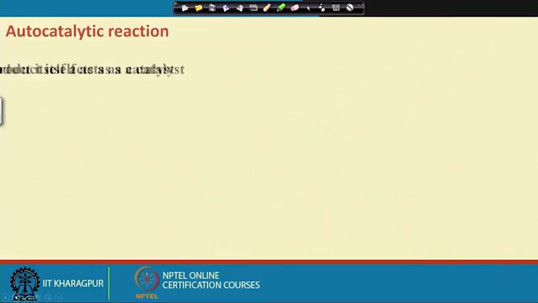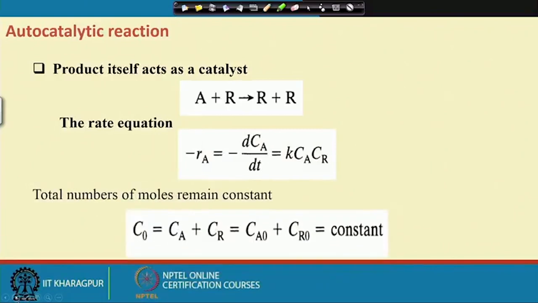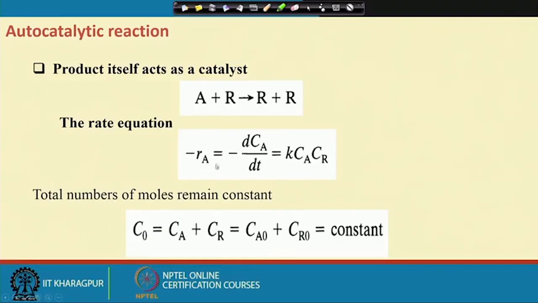Now, in case of an autocatalytic reaction, what is an autocatalytic reaction? It is where the product acts as a catalyst, and it is an example of our microbial system. In the microbial system, when we get the product, the microorganism itself again produces more product. So it is a kind of autocatalytic reaction. Now, how do we express that? This can be expressed like this.